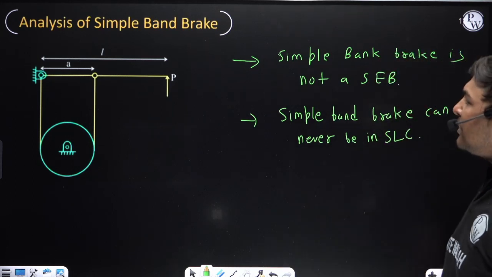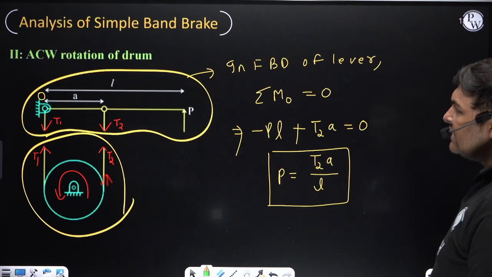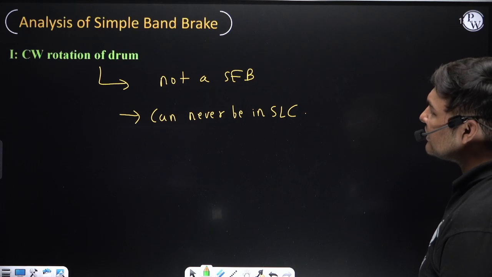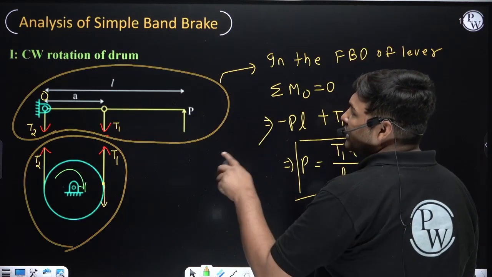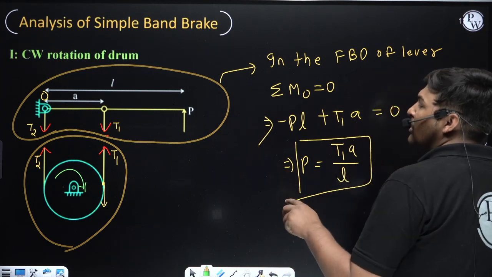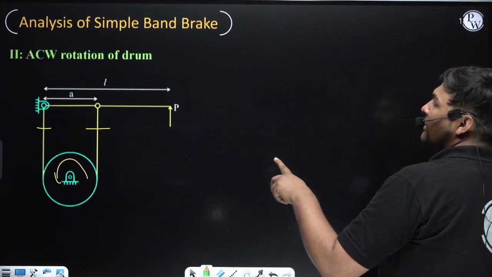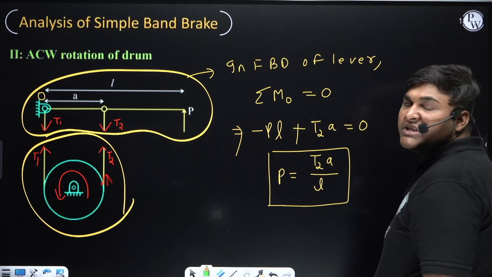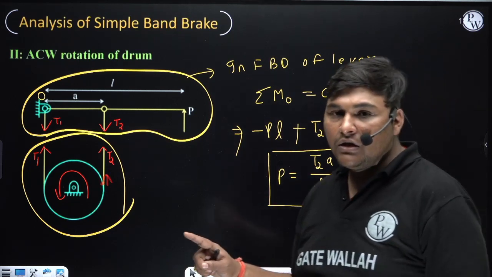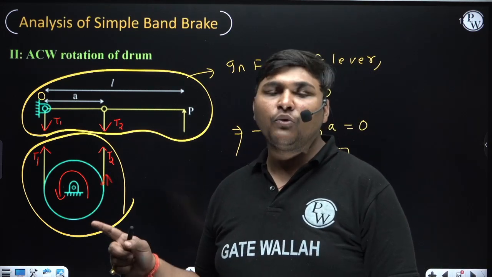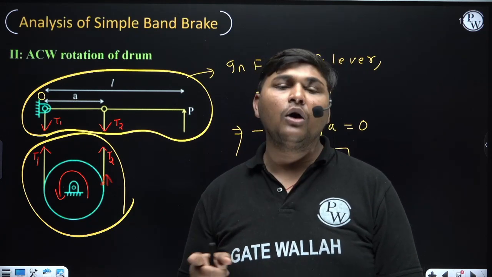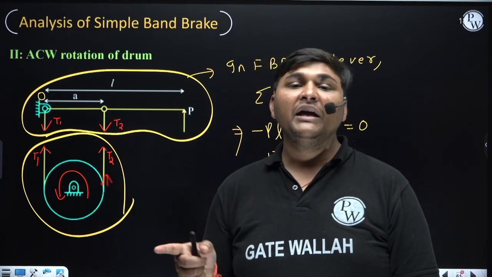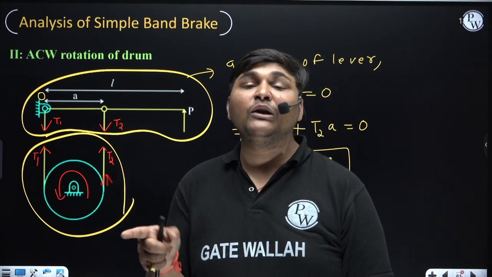Suppose, for a simple band brake, the examiner is asking which case is more effective. You need not remember, only understand. Is the simple band brake more effective for clockwise rotation of the drum, if the diagram is this, or for anti-clockwise rotation? Out of these two cases, for the same T1 T2 values, the braking torque is same. So for the same braking torque, in which case is the braking effort P value coming less?